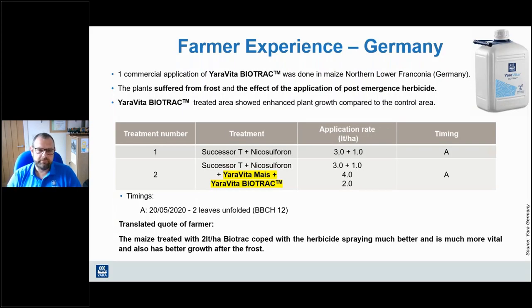When it comes to managing stress, I picked out some work from a colleague in Germany a few years ago, where this maize crop in Germany was suffering from frost and then herbicide. So what we did in this trial was a very bog standard trial, which I think was applied very early. I wouldn't recommend applying maize boost and biotrack at the 2-leaf stage of May. I think it's very, very early for maize, but in this trial they did, where we added the maize boost and the biotrack to the herbicide mix just to see what would happen.